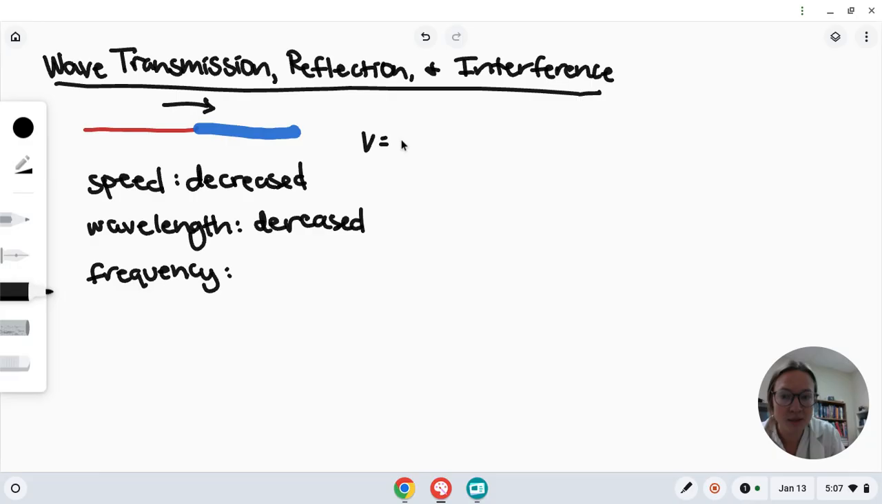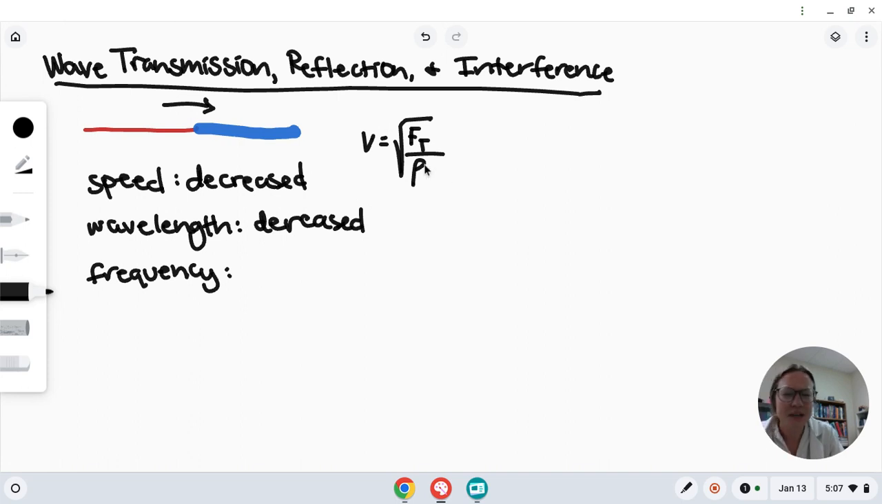Now, you don't actually really need to know this equation other than you need to understand this concept, that the density of the rope matters for the wave speed. And here's how it matters. Notice that these two variables are inversely proportional to each other. So if the density increases, the speed decreases. And if the density decreases, then the speed increases.